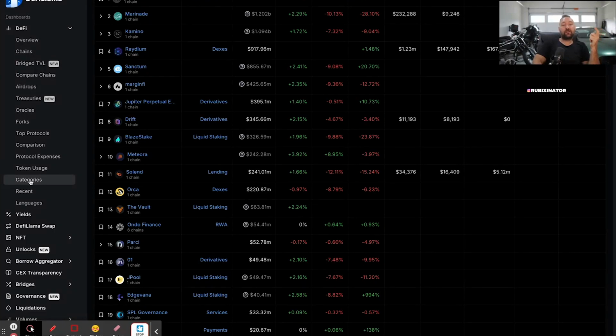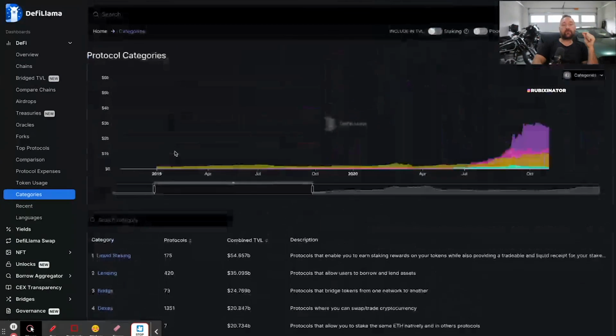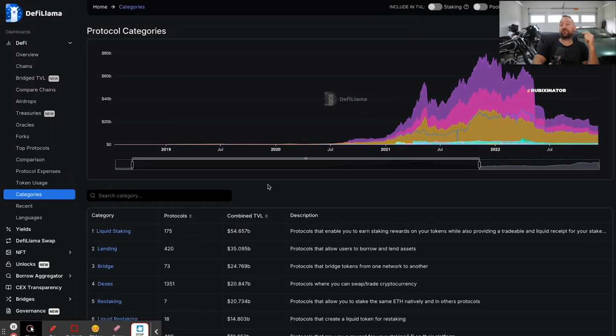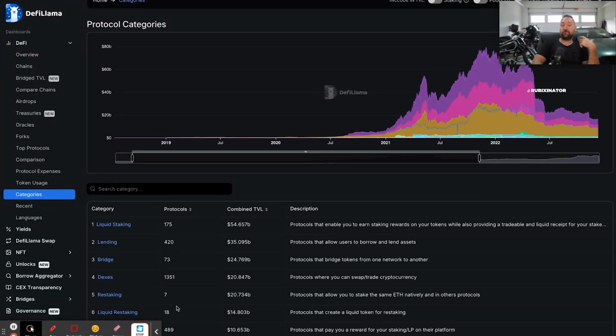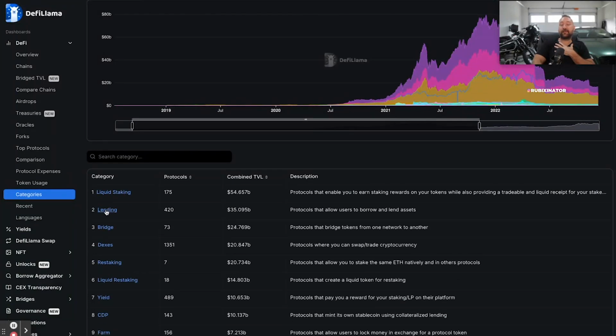Next is the categories tab here. This is a really, really awesome one. You can have a look at the different categories that maybe you're interested in getting into a little bit more. Lending, because your portfolio is lacking some allocation into lending. You know, I'm a big fan of lending, and it further diversifies the portfolio and it stabilizes the portfolio.